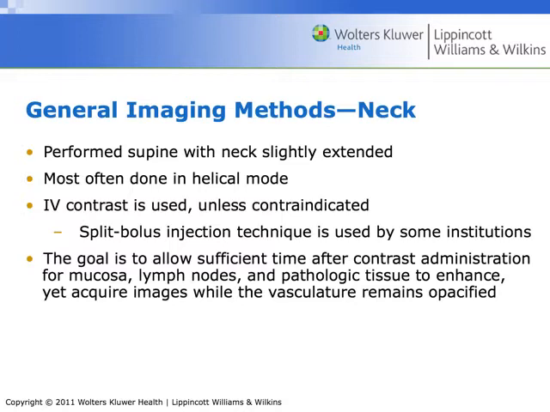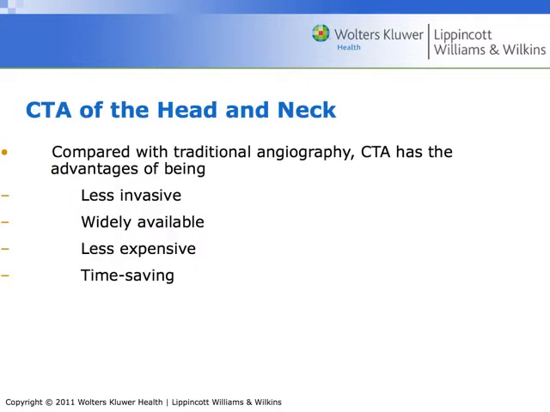Nevertheless, the goal is to allow for sufficient time after contrast administration to evaluate mucosa, lymph nodes, any kind of pathological tissue that might enhance, and still view all the vasculature. So, common carotid arteries, vertebral arteries, and then jugular veins, things like that. Now, that was a soft tissue study. If we're talking about a CTA of the neck, then we're just interested in the arteries. We don't want any kind of venous contamination on these images because it makes post-processing a little bit more difficult.